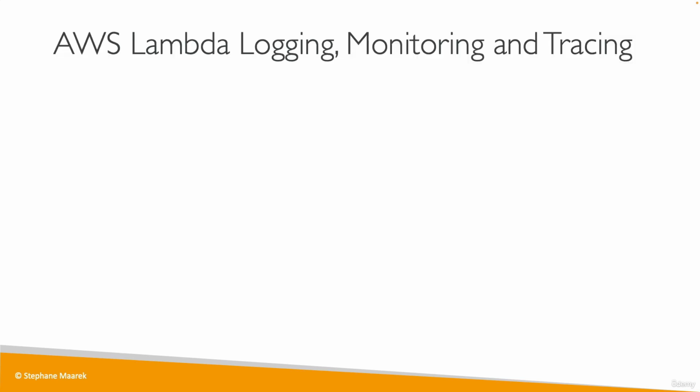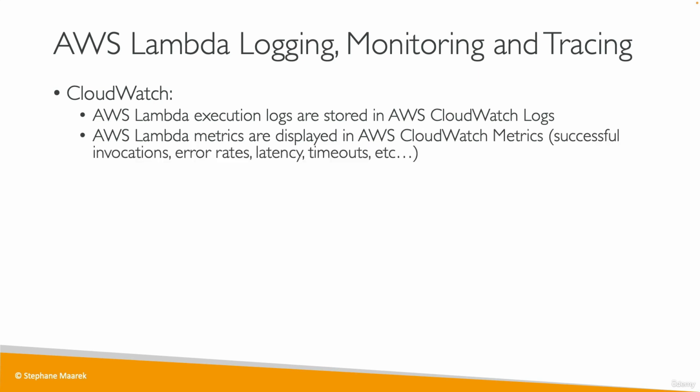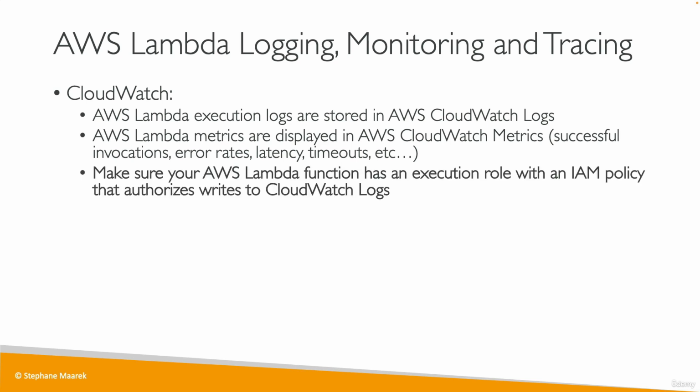Now, regarding monitoring, CloudWatch is going to be good because you're going to get all your execution logs in CloudWatch Logs, and also CloudWatch metrics. You're going to get all information around successful invocations, error rates, latency, timeouts, and so on. For this, you need to make sure that Lambda has an execution role that allows access to CloudWatch Logs, for example. Now for X-Ray, it's possible to trace Lambda function invocations with X-Ray.